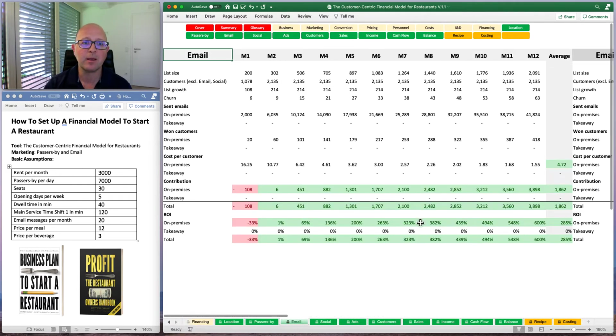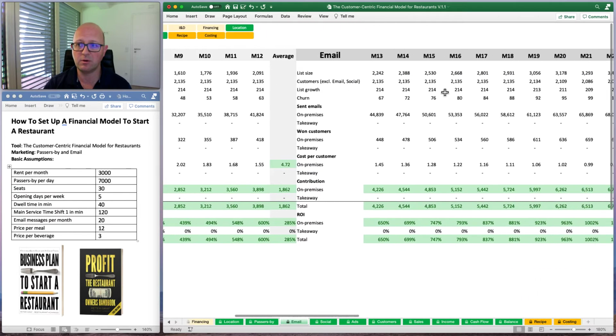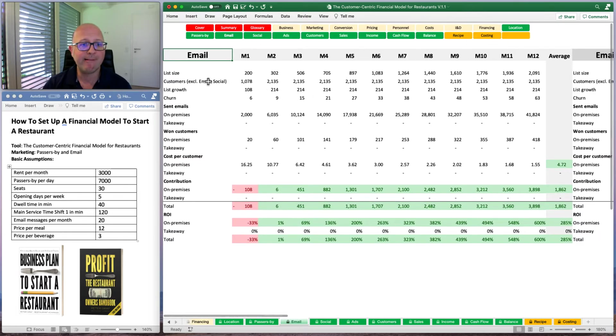Then here on email, the email sheet gives you an overview of how many customers you generate through your email marketing. And you see it's also monthly, month 1 to 12 and so on, and also year 2 and 3. And you start with your list size. You already have a list of 200 people at the beginning. You can also start with 0. And this list grows because the customers that are coming in, the passers-by, are also becoming subscribers to your email list, and so your email list grows.